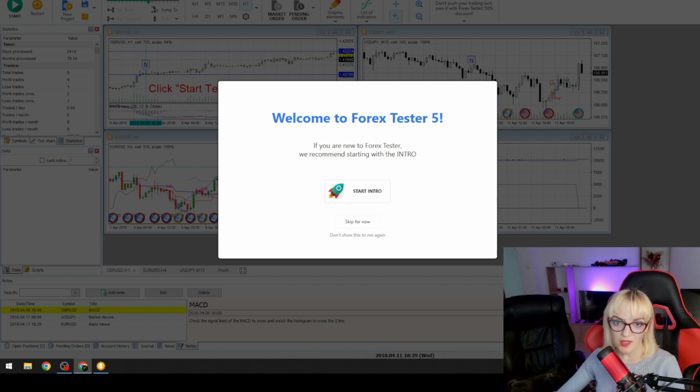This is not the first time I am using it. Alex actually was using Forex Tester 5 for a while, but if there are going to be any blunders, please excuse me. So let's dive into this app, and I just installed the Forex Tester 5 on my computer.